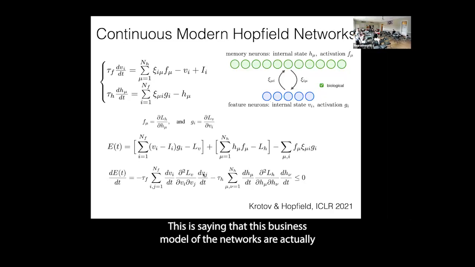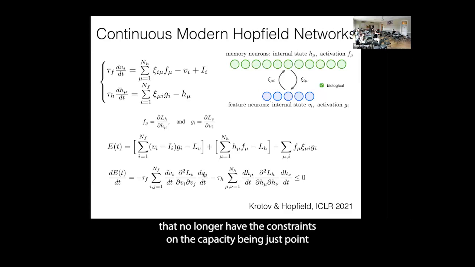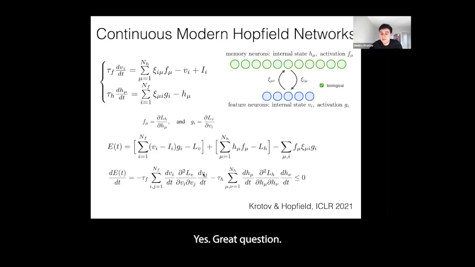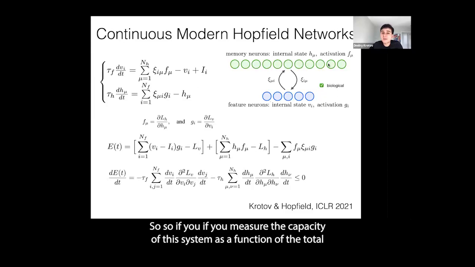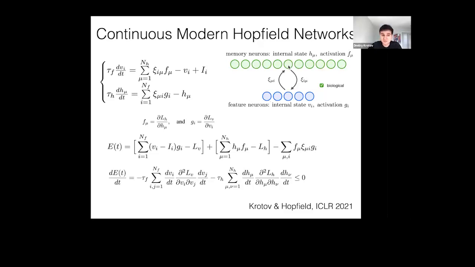So you're saying that these continuous modern Hopfield networks are extensions to the classical Hopfield nets that no longer have that constraint on the capacity being just 0.14 times the number of nodes. Right, because now you have both the F and the G activations. Yes, great question. If you measure the capacity of the system as a function of the total number of neurons, both green and blue, then the capacity would still be linear. The number of memories could be a very complicated and aggressively growing function of the number of blue guys, but it will still be linear in the number of green guys in this simple architecture. Yes.